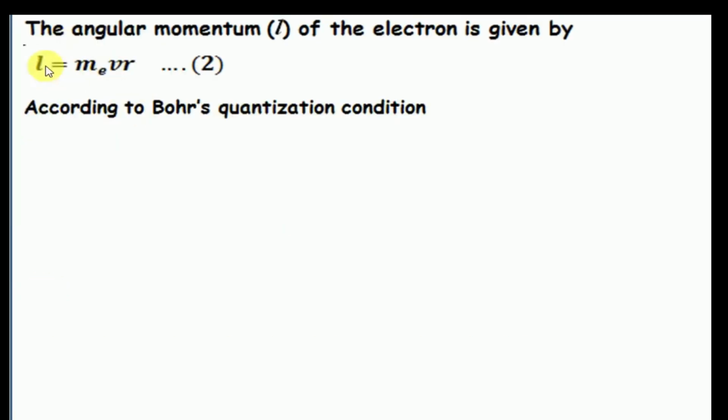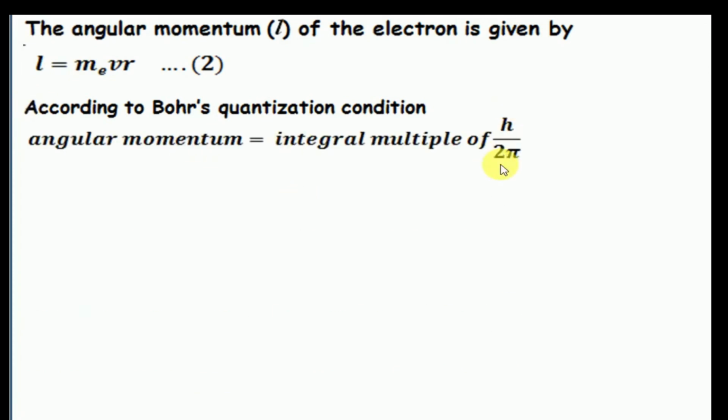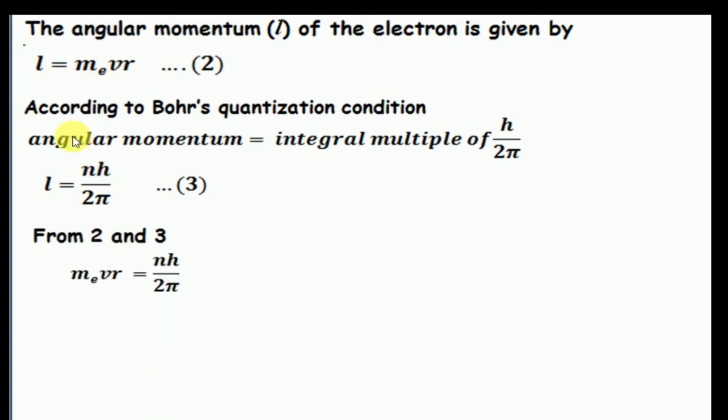According to Bohr's quantization condition, the angular momentum is an integral multiple of h by 2 pi, where h is the Planck constant. So according to Bohr you can write angular momentum as n h by 2 pi, where n is an integer. I'll compare these two equations, 2 and 3, and I'll get m e v r is equal to n h by 2 pi.